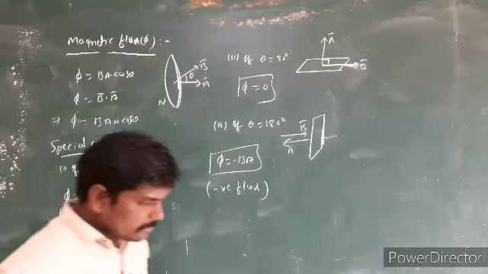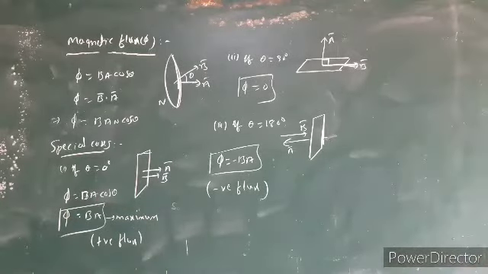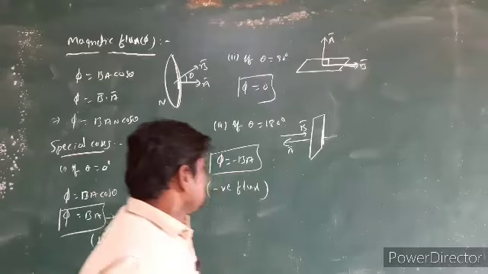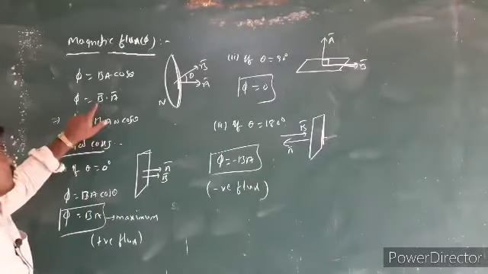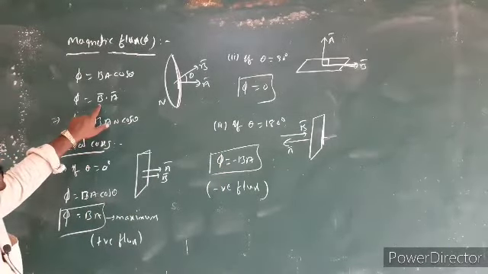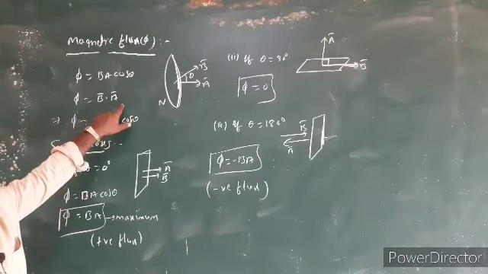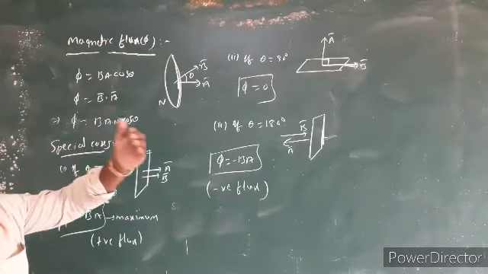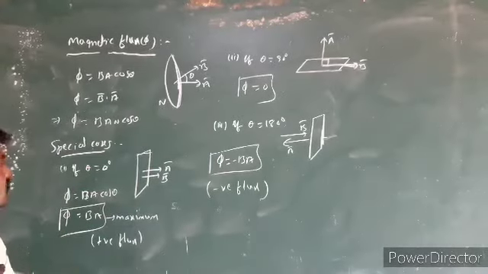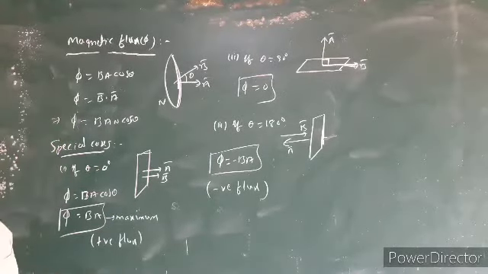Now, the unit of the magnetic flux. From this we can say, is it a vector or a scalar? The magnetic flux is a scalar product of two vectors, B bar and the area vector A bar. Therefore, the scalar product of two vectors gives a scalar. That's why magnetic flux is a scalar quantity.